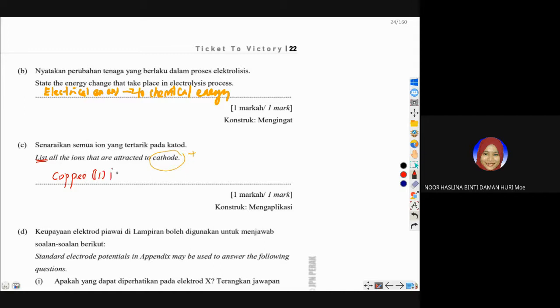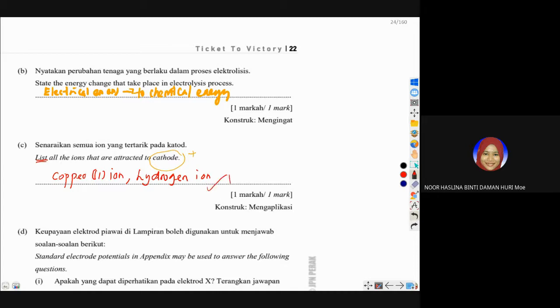You write copper to ion only, you cannot get 1 mark. Okay. Another one is hydrogen ion. Okay. If the question says write down the formula of the ions that are attracted to the cathode, you must put the formula. If it says list, better you put the name, okay. Copper two ions and hydrogen ion. Okay, then you can get 1 mark.